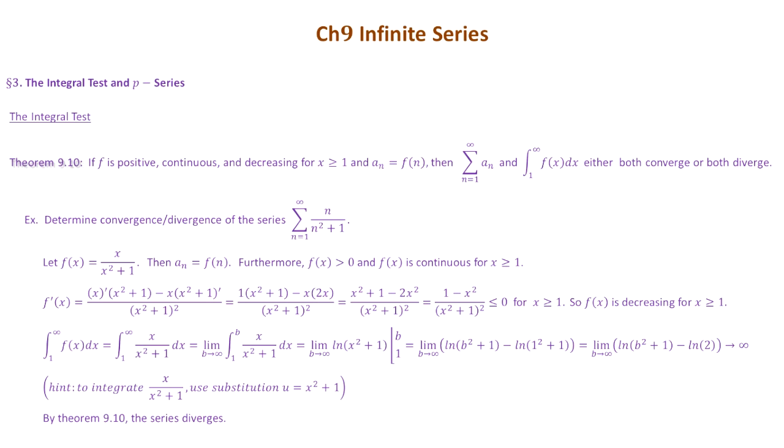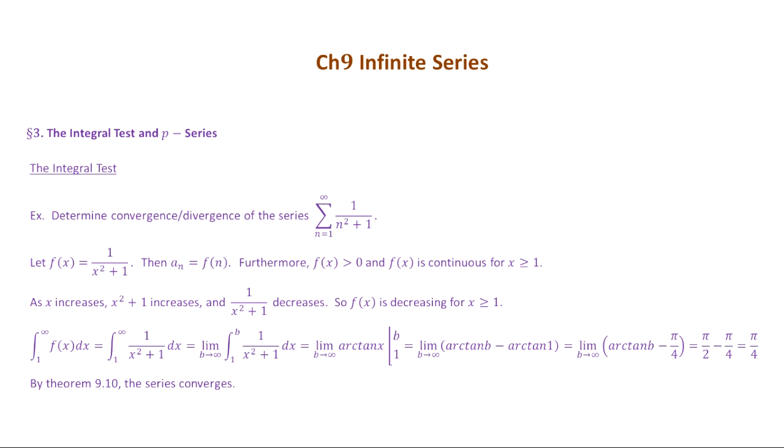Okay, let's do another example. This time we need to do a similar problem to determine whether a series is convergent or divergent, and the series is the sum of 1 over n squared plus 1. So just do the same thing as before. We are going to define a function f based on the terms of the series. So you just change n to x in the expression of the terms of the series. So then you get f of x equal to 1 over x squared plus 1, and a_n equals that of course, and you have to check all the conditions.